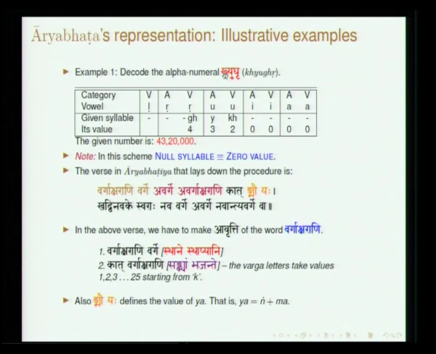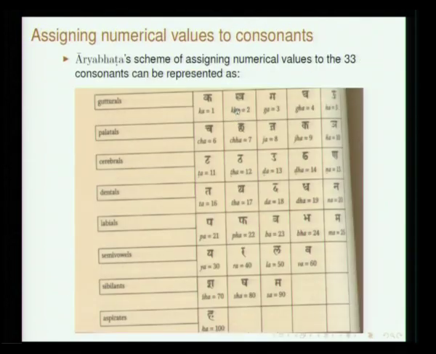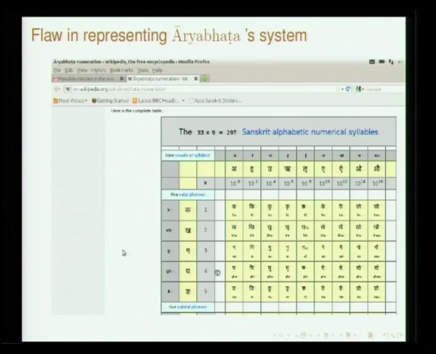Kha is the second letter. The value of Kha is 2, and we find Gha also there, which has the value 4, and we find Ya also, Ya is 30 here. So, it is an Avarga letter.